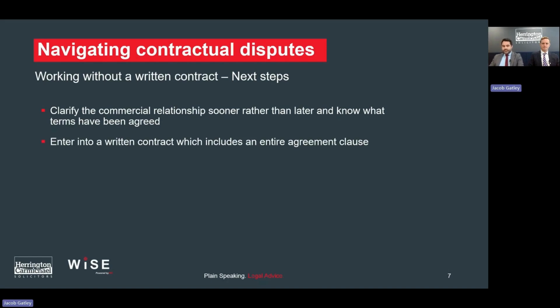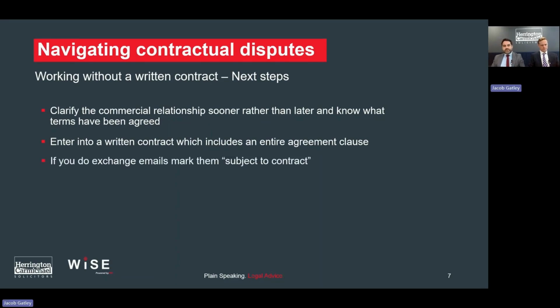2, make sure you enter into a written contract which includes an entire agreement clause. An entire agreement clause is designed so that all the arrangements agreed between the parties are in a single document and nothing more. It's important to include, for example, a job specification perhaps, or a delivery schedule with the agreement. It should prompt the parties to make sure everything that is needed to carry out the contract is included.